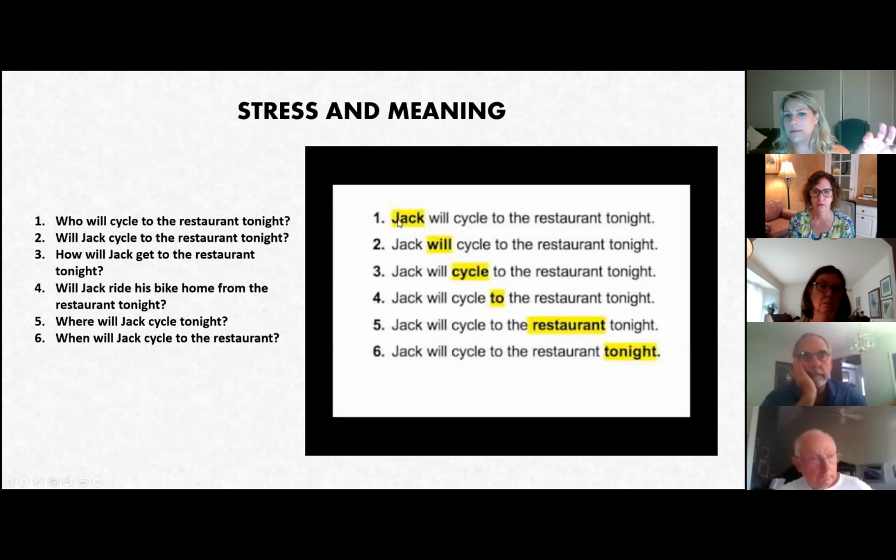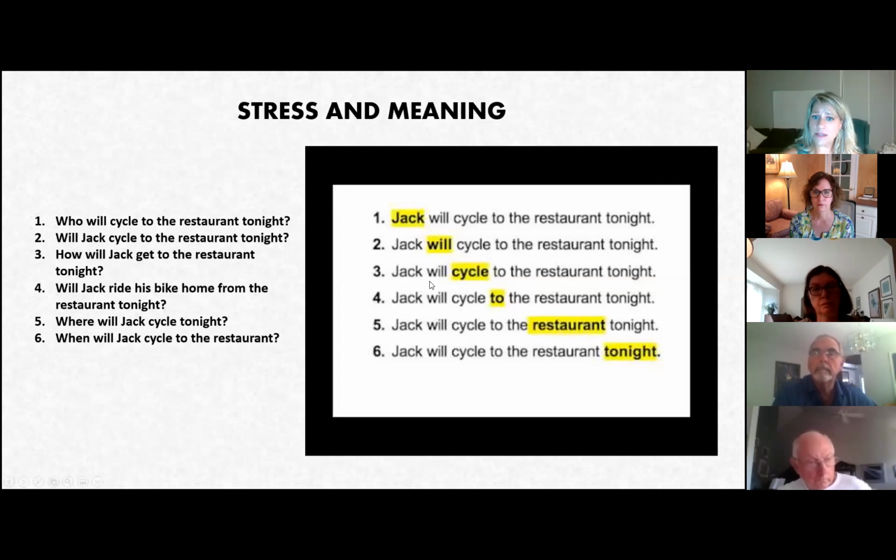So for instance, if we stress "Jack" in "Jack will cycle to the restaurant tonight," the question that would have been asked in order to respond this way is, who will cycle to the restaurant tonight? Who will cycle to the restaurant tonight? Jack will cycle to the restaurant tonight. Okay? Will Jack cycle to the restaurant tonight? Jack will cycle to the restaurant tonight. Do you notice how the responses correspond with what is being asked? And so depending on what you're saying, that's what you're conveying.